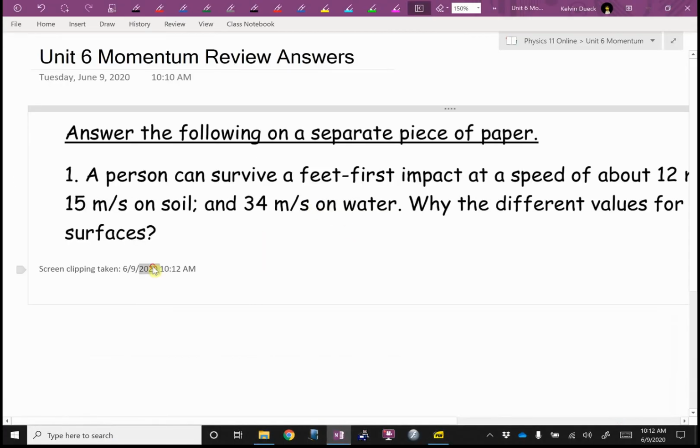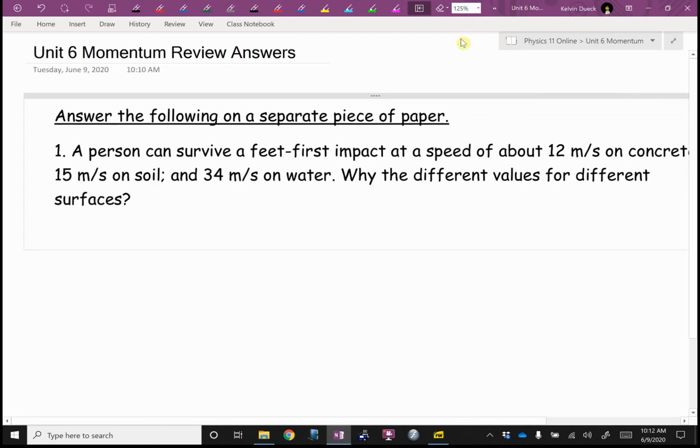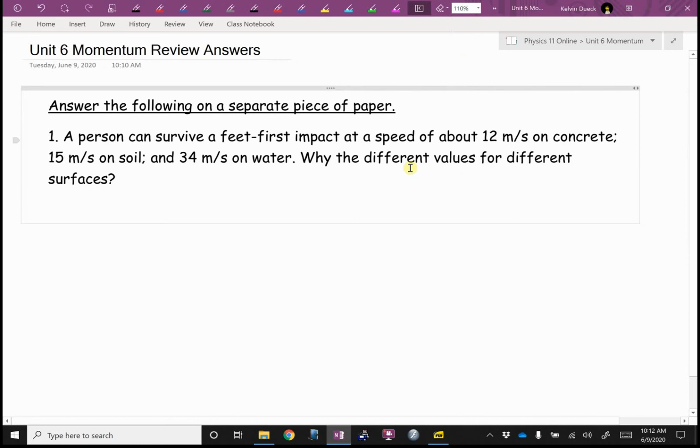A person can survive a feet-first impact at a speed of about 12 meters per second on concrete, 15 meters per second on soil, and 34 meters per second on water. Why the different values for the different surfaces?